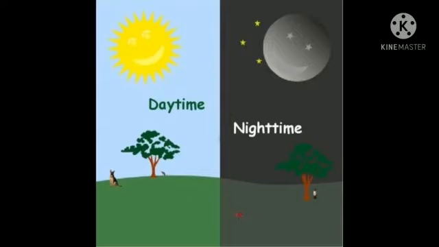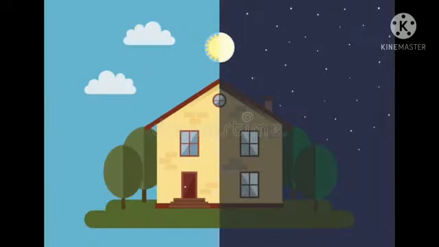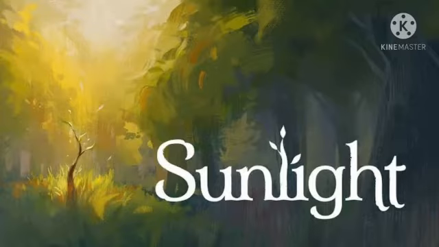Students, you can see here the picture of day and night. We can see things around us clearly during the day. Why can't we see them clearly at night? Because during the day we get sunlight. That is why we can see the things around us clearly.